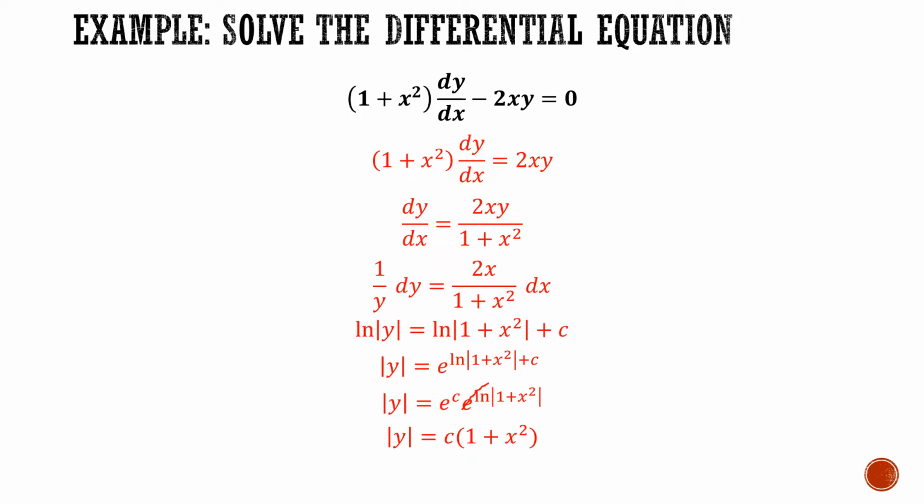My last step would be to get rid of this absolute value. If you remember how to solve absolute value equations, you set it equal to the positive expression and then you set it equal to the negative. So y technically equals plus or minus c times 1 plus x squared. And again, that plus or minus will go away, because if you knew what c was, c would account for that plus or minus.